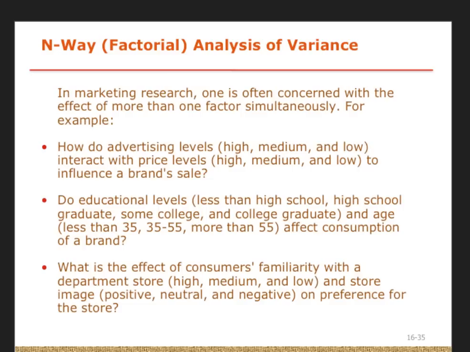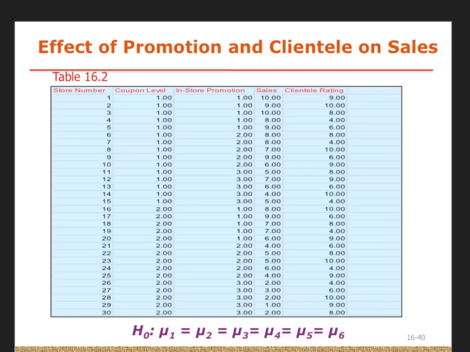Interactions occur when the effect of one factor on the dependent variable depends on the level or category of the other factors. The procedure for conducting n-way analysis of variance is similar to that for one-way analysis of variance. The statistics associated with n-way analysis of variance are also defined similarly. We will once again use the department store example to illustrate this analytical technique.